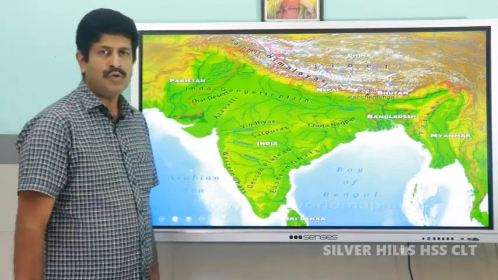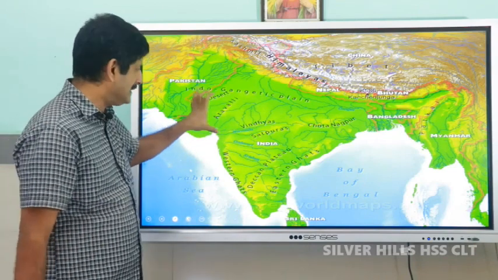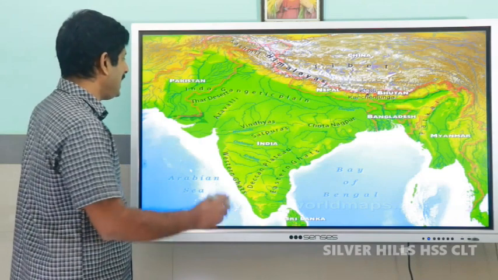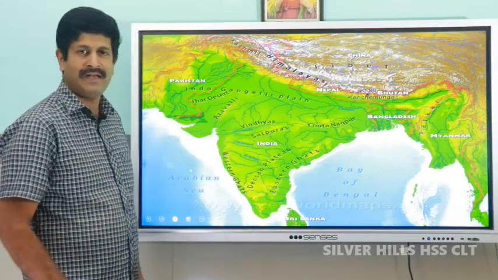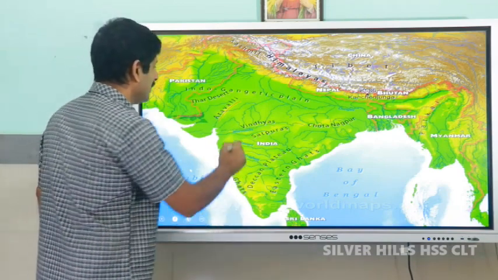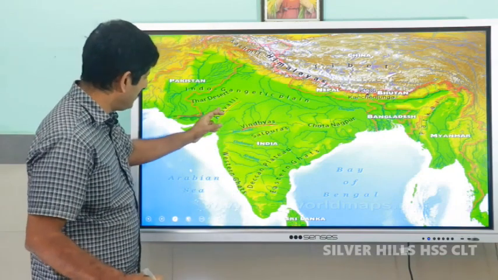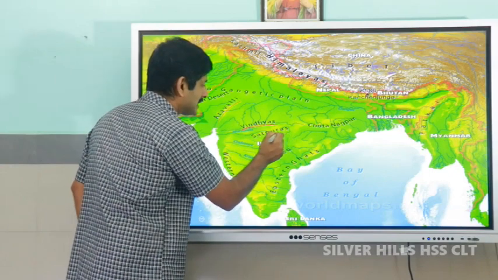Now we will move towards the mountain ranges in the center of India. Mainly we have the first one, the Aravalli. The Aravalli ranges are beneath Rajasthan. Then we have the Vindhyas. The Aravalli is parallel to the Vindhya. Then we have the Satpura.